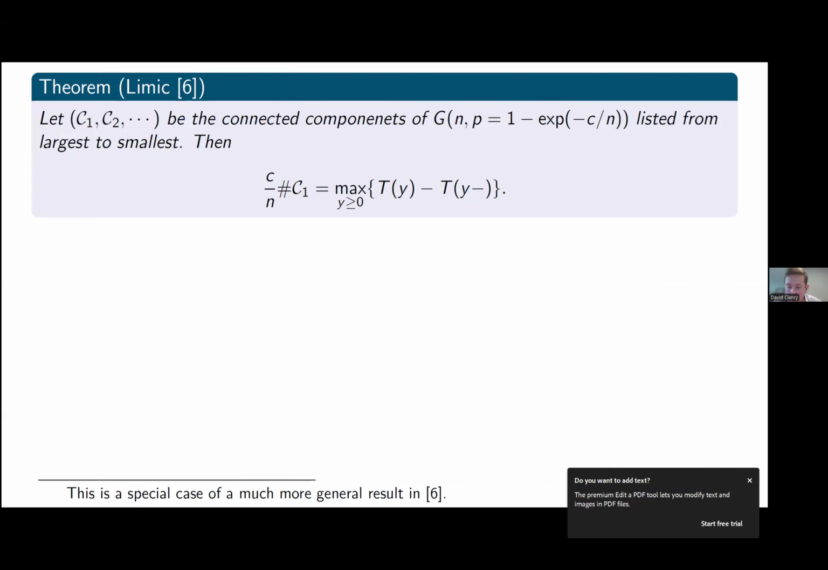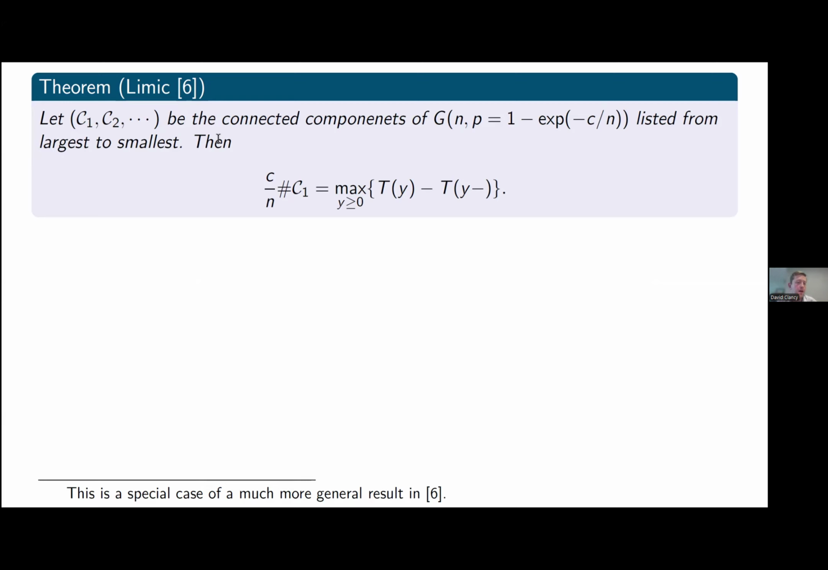order all the sizes of the connected components of the Erdős-Rényi random graph from smallest to largest, the one with the most vertices, second most vertices, and so on, with ties broken arbitrarily, then the size of the largest connected component is going to be the size of the largest jump of this first hitting time process. The size of the second largest component will be the second largest jump. The size of the third largest component will be the third largest jump, and so on, up to this multiplicative factor of C over n. And the C over n is coming from the parameter p that we chose.